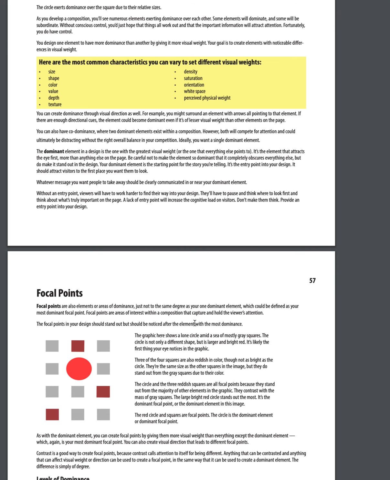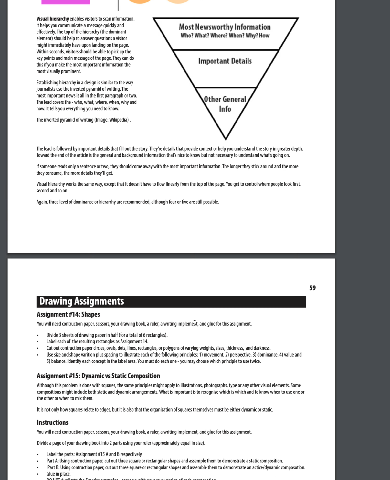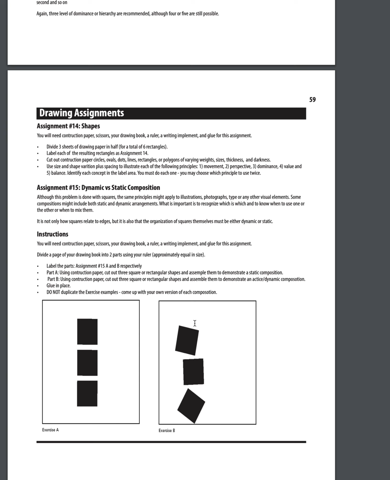So it was way back there. So we're looking at 59 for this. So I had to go way back to get at the perspective examples. So, okay, I've done all but balance at this point. So I did dominance, I did perspective, I did movement, I did value, so balance.